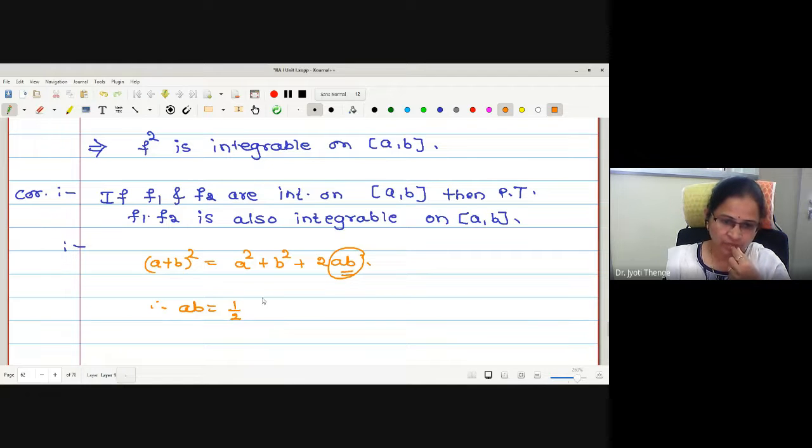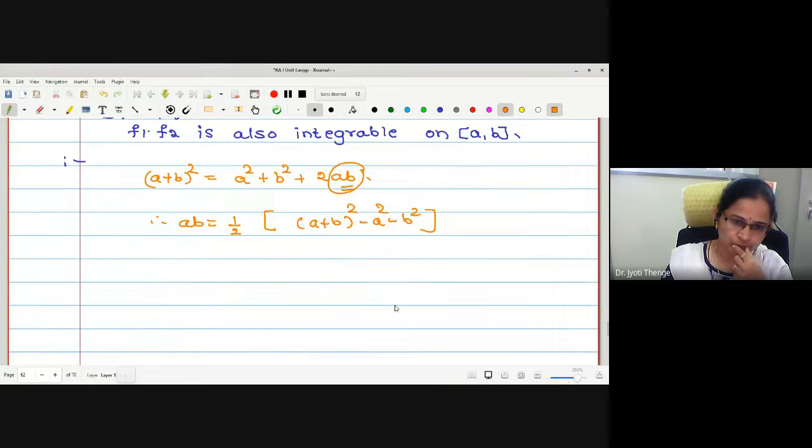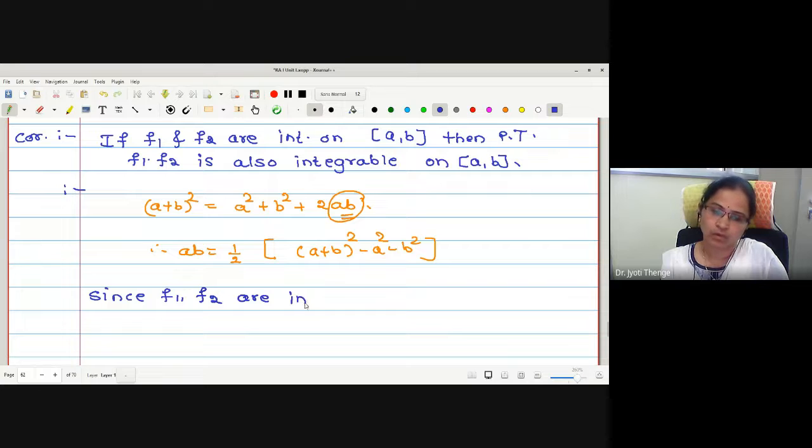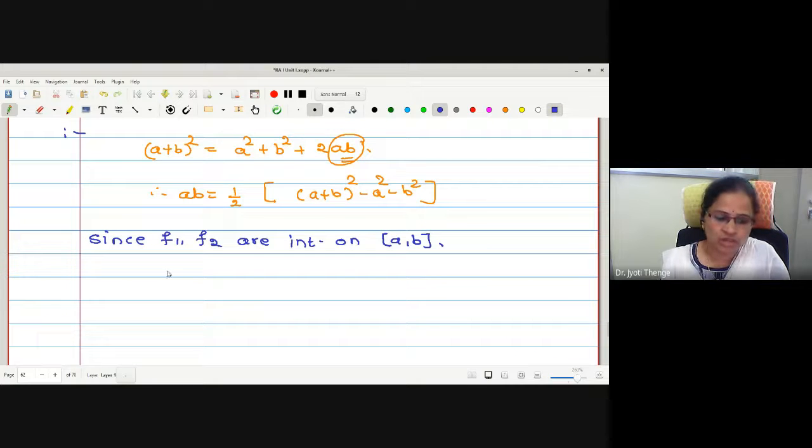Is it half times (A plus B) bracket square minus A square minus B square? Correct, no? Correct? Now the same we were going to use. Here I can write, since f1 and f2 are integrable on closed interval [a, b], may I write all the squares.